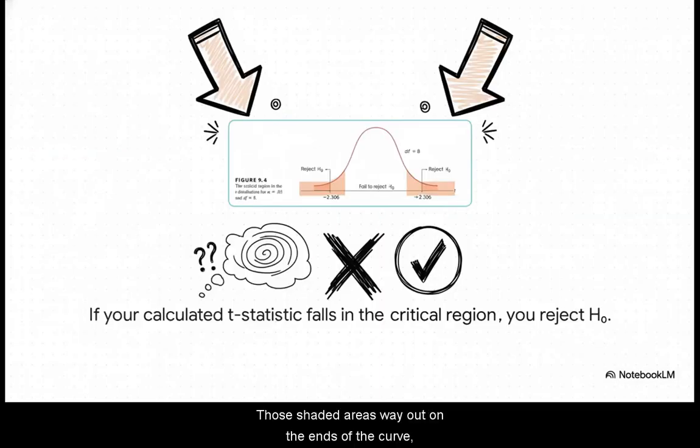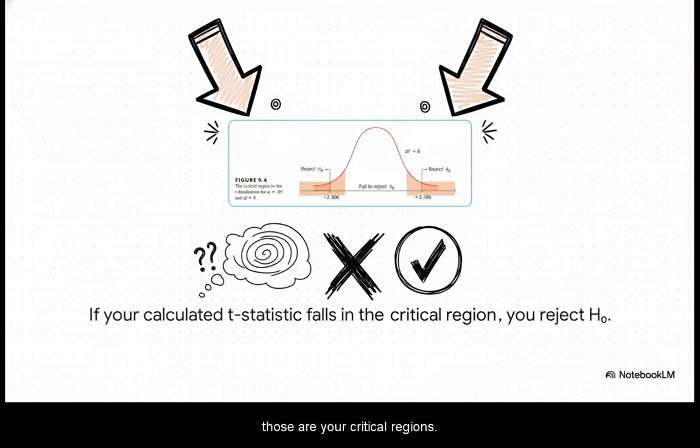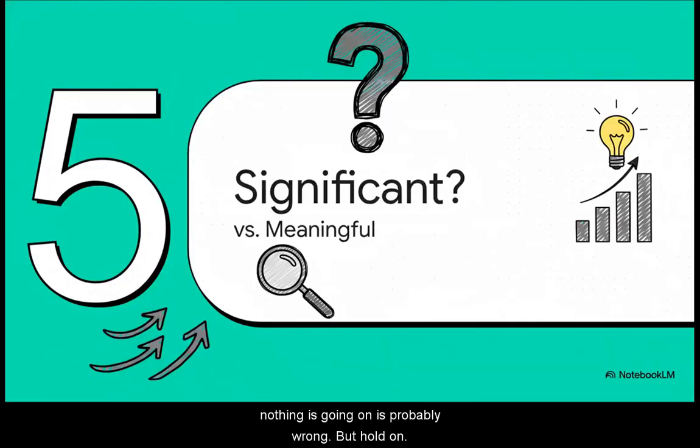Those shaded areas way out on the ends of the curve, those are your critical regions. If the t-value you calculated is extreme enough to fall into one of those zones, boom, you found a statistically significant result. You get to reject the null hypothesis, which is just a fancy way of saying the boring theory that nothing is going on is probably wrong. But hold on. Finding a significant result is actually only half the story.